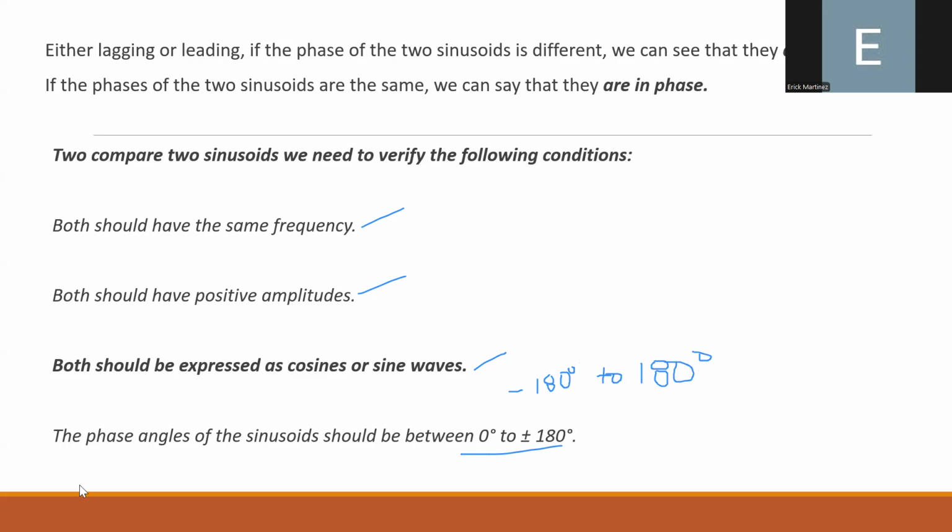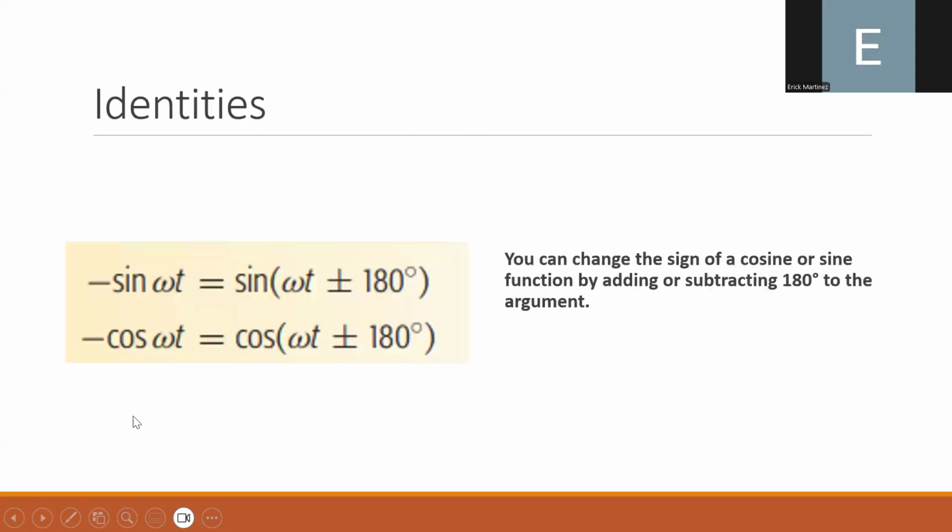Well, since one of the conditions is that we must express the two sinusoidals as cosines or sine waves, we can use certain identities. For instance, this identity is useful when we want to convert a negative sine wave or cosine wave into a positive sine or cosine wave. Here we have a negative cosine wave, and if I want to convert it to a positive cosine wave, I can add or subtract 180 degrees.